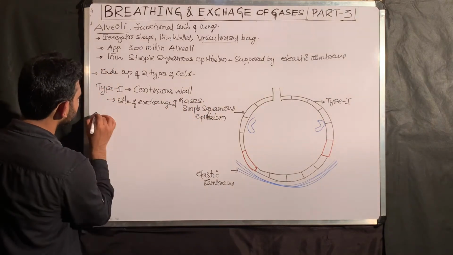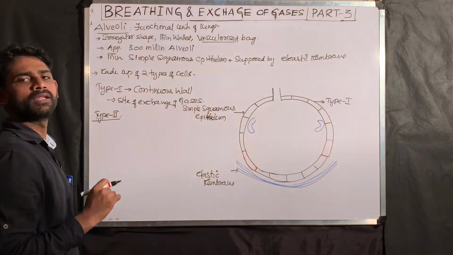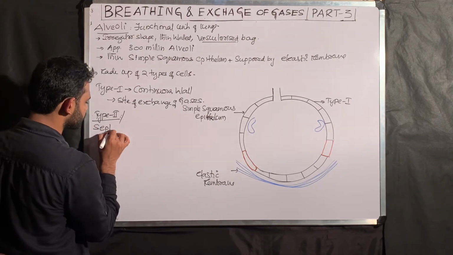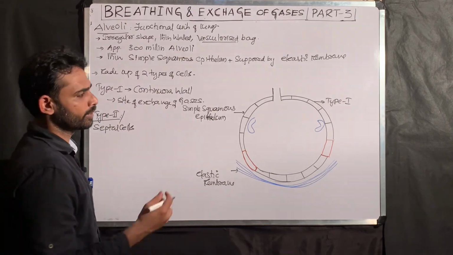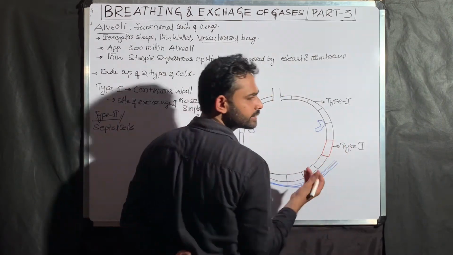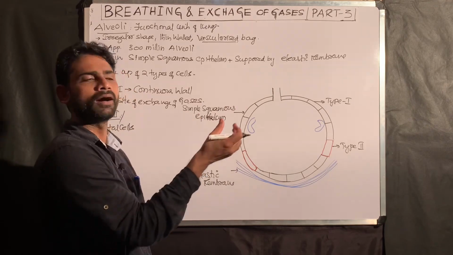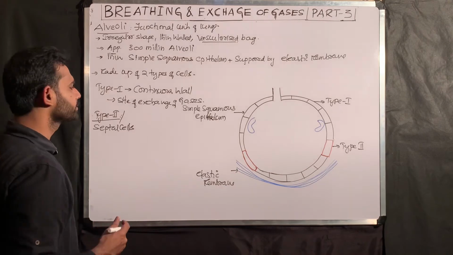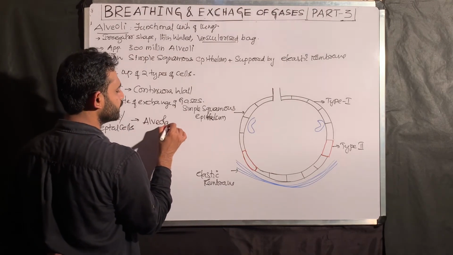Next one is type 2, very important for the exam, type 2 alveolar cells. These type 2 alveolar cells are septal cells, meaning they are present in the middle of the type 1 cells. I showed now with red color, these are the type 2. They are present somewhere in the middle. What is the function of these type 2 alveolar cells? These cells produce alveolar fluid.